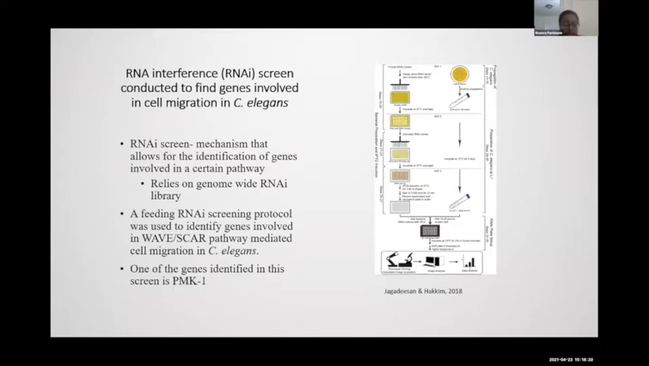And RNAi is basically a mechanism for silencing gene expression using double-stranded RNA. So what we have here is a general process of an RNAi screen. We used a similar protocol in our lab. The only difference was that we used the feeding RNAi protocol. So instead of injecting and incubating the worms in the RNAi, we fed the RNAi to the worms. And from this screen, we found our gene of interest to be PMK-1.